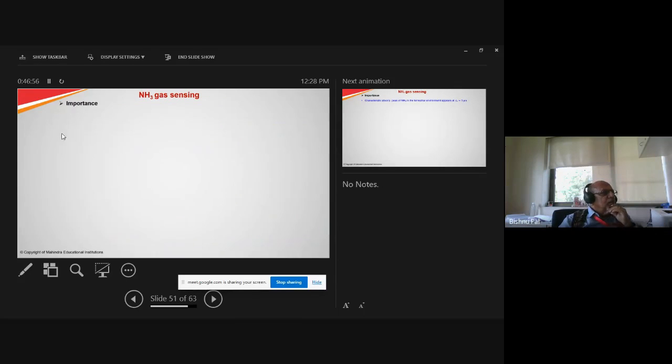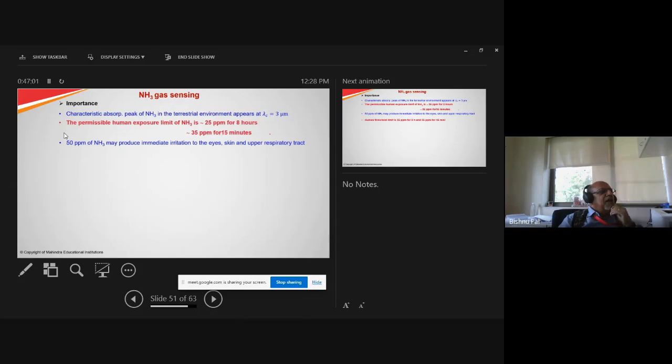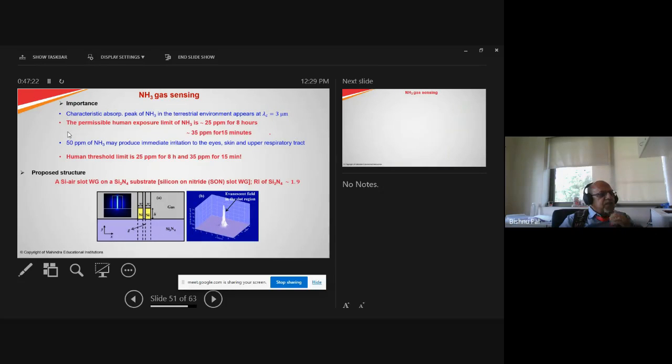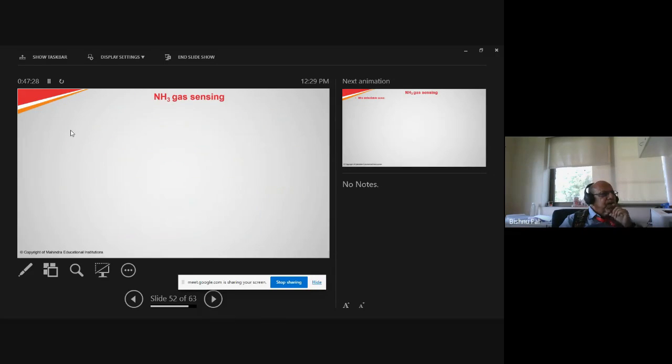We did NH3 gas sensing, which is very important because the permissible exposure to NH3 is of the order of 25 ppm for 8 hours and only 35 ppm for 15 minutes. 50 ppm may produce immediate irritation to the eye, skin, and upper respiratory tract. The human threshold limit is 25 ppm. So we considered a structure of this kind. This is the plot of the confined field in the slot. It's silicon on both sides, with air in between as a gap.